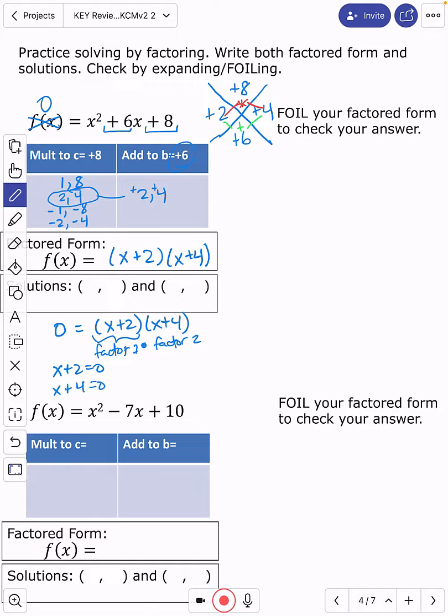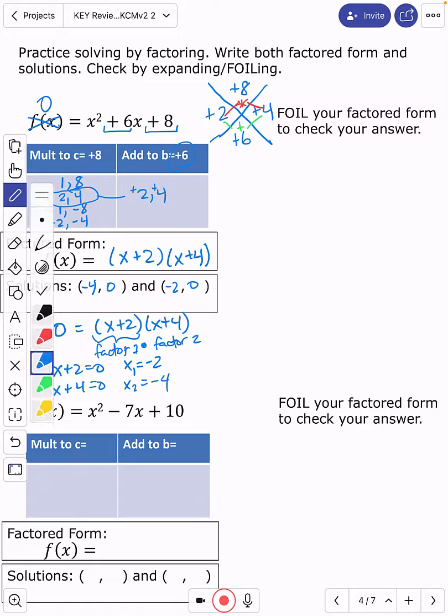And of course those happen at x equals minus 2, that's x1, and x2 equals minus 4. So our two solutions are at minus 4, 0, and minus 2, 0. And it's always going to be true that when you write the factor, it's going to have the opposite sign of the actual solution. All right, and then the last thing is we want to FOIL to check our answer.